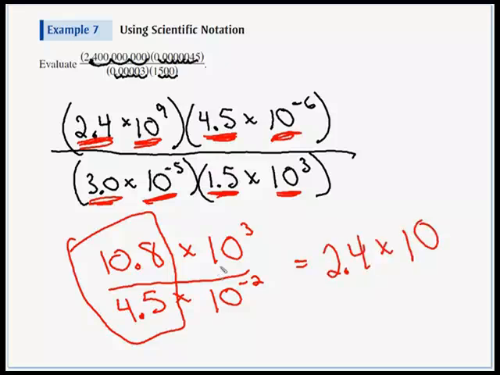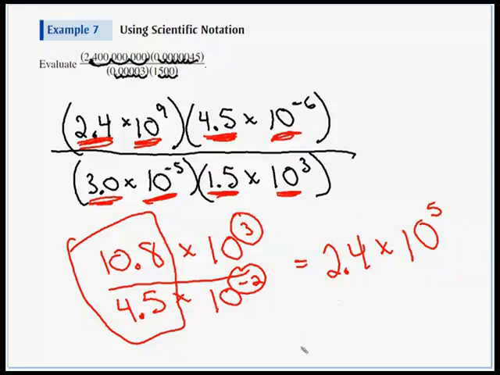Times 10. Here we have base 10s, and it's a rational expression, so we subtract our exponents. 3 minus negative 2 is 5. 2.4 times 10 to the 5th power.